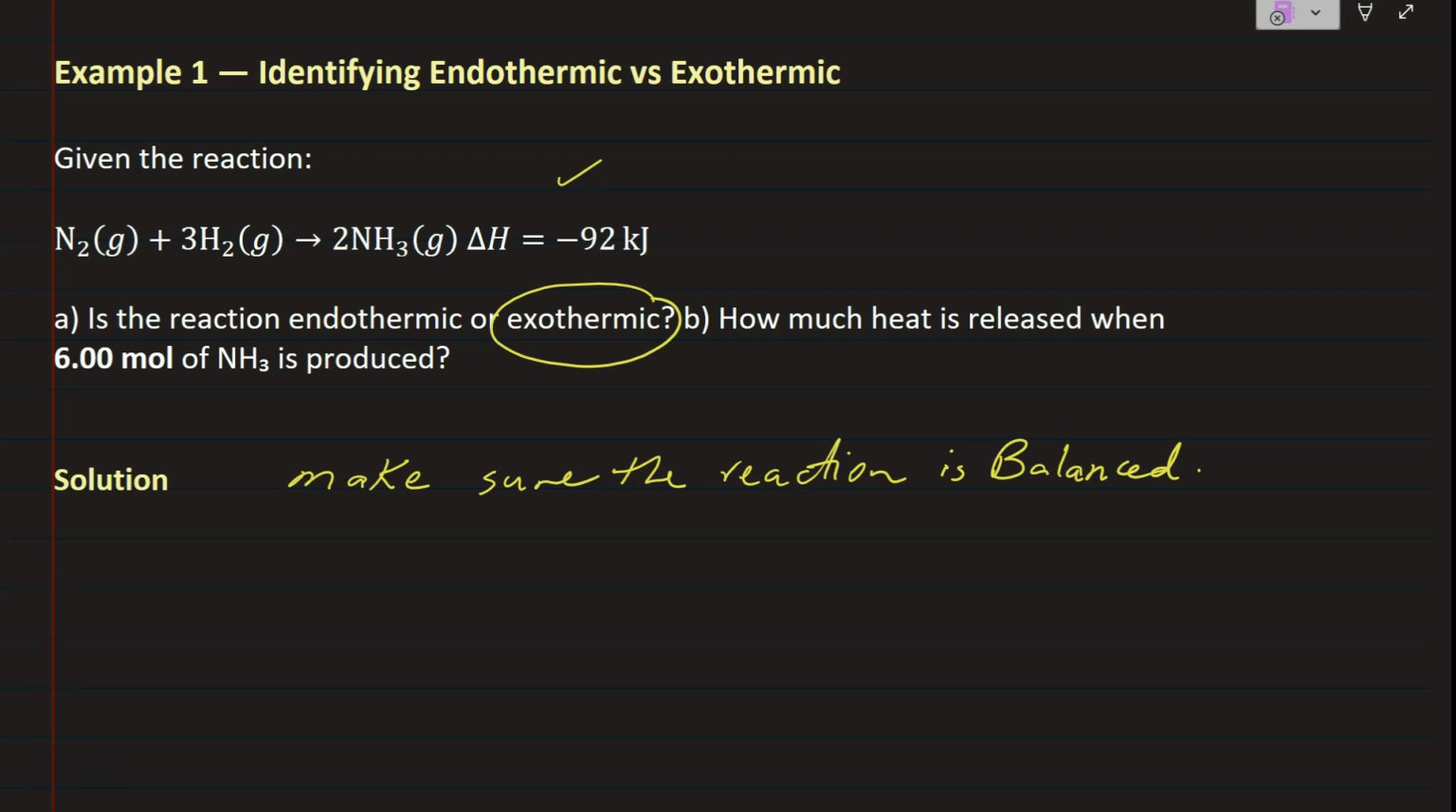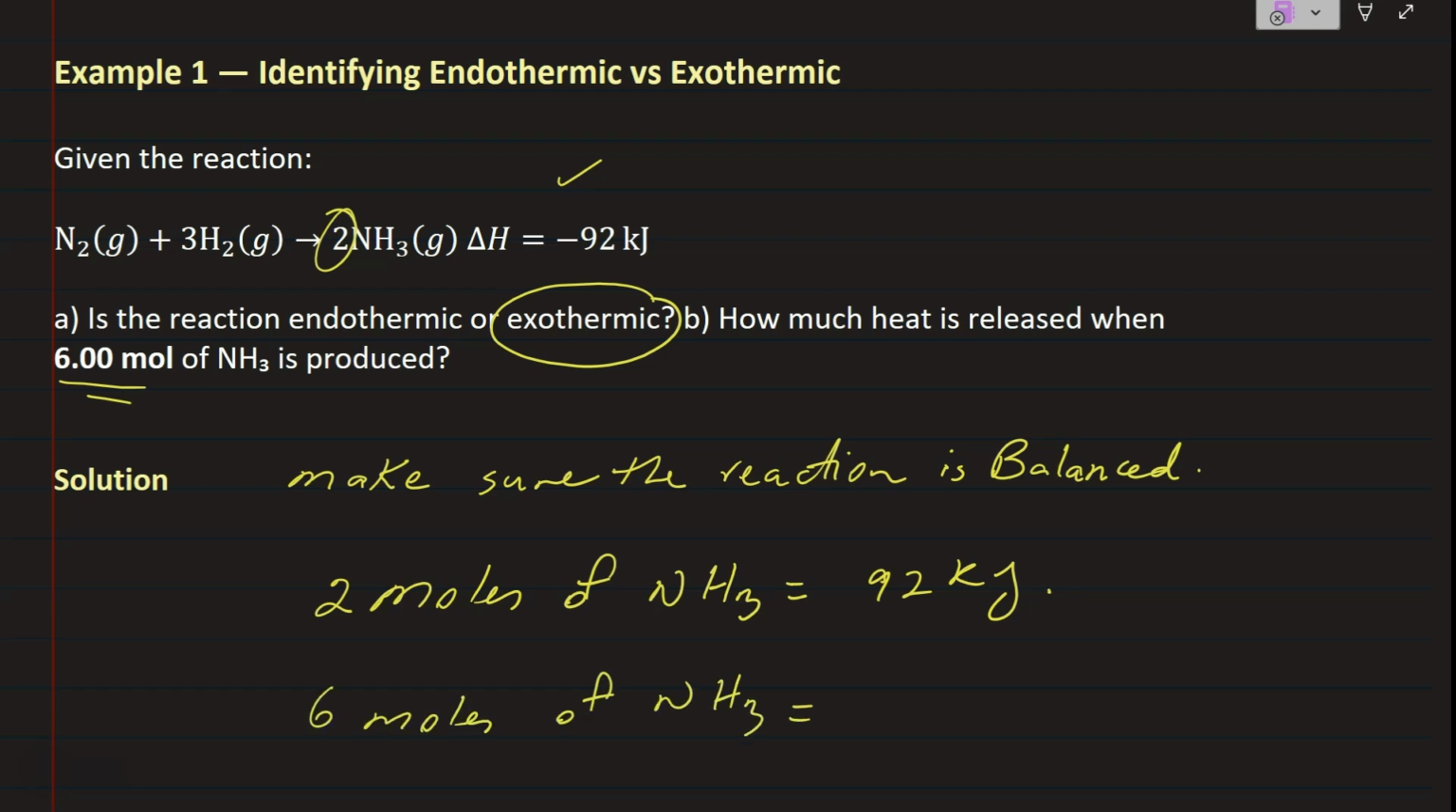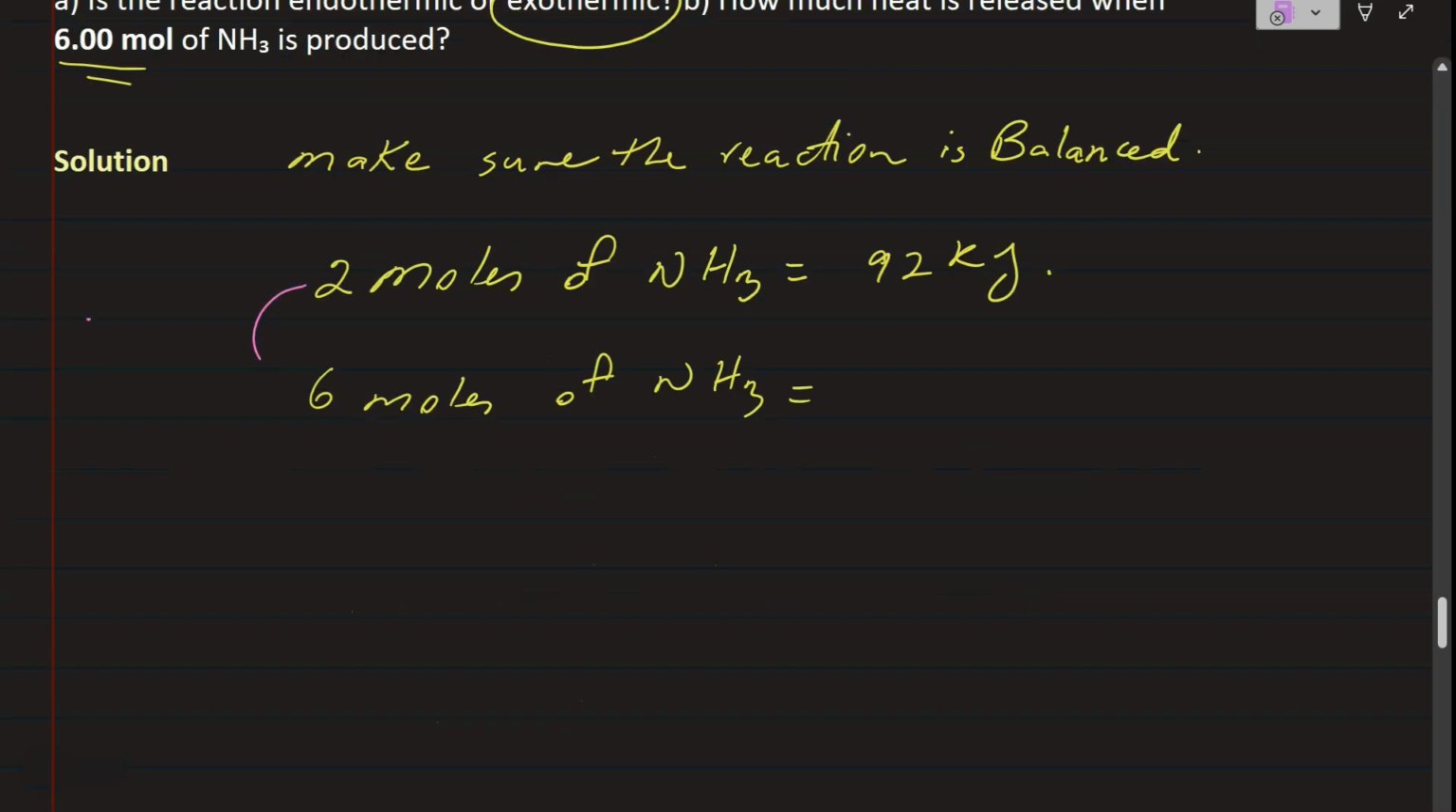Now here, just be aware, 2 moles of NH3 has 92 kilojoules. And where did I get the 2 moles from? It's right here. That's where I got that from. So 2 moles of NH3 produces 92 kilojoules. We want to know how much energy is released when you're dealing with 6 moles of NH3 being produced. So if it's 6 moles of NH3, well, what did we do to get 6? We multiplied it by 3.